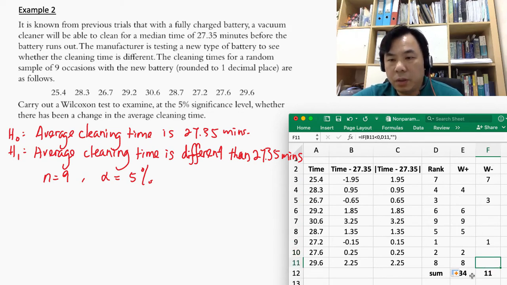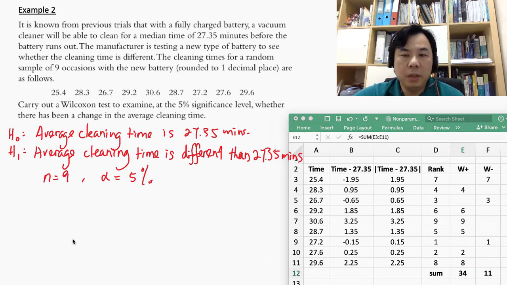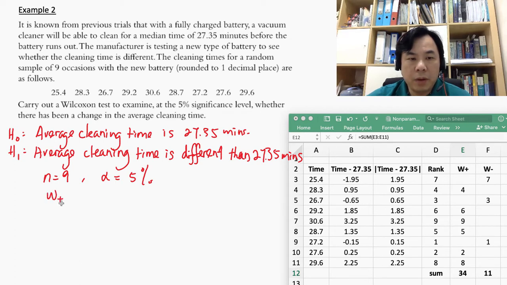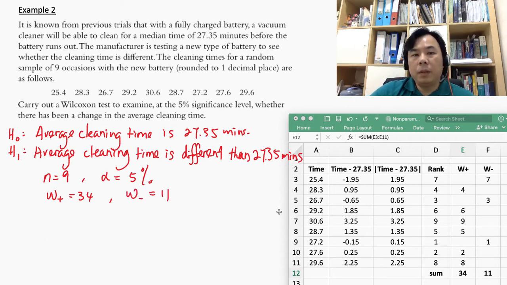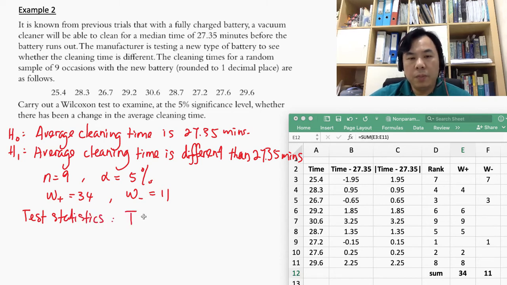So this is the result that we have obtained. So from here, I can write down my sum of rank. Positive rank is equal to 34. My sum of negative rank is equal to 11 there. Now from here, my test statistic. So my test statistic will be the minimum between these two. So for the test statistic, I'll write down the minimum between W plus and W minus, which happens to be 11 in this case.